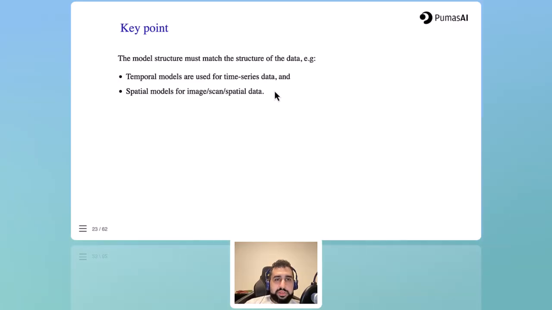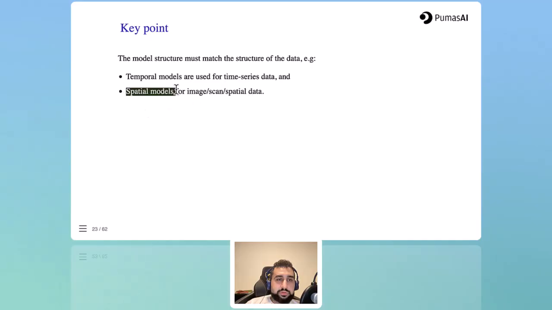Good. So the key point, and why we should care about the data structure, is that because we're trying to generate data that looks like the real data, we need to make sure that the generated data has the same structure as the real data. That necessarily means that the models need to respect this structure, or be crafted such that they have the same structure for the data output. For example, we would normally use temporal models, or models that use time, for modeling time series data.